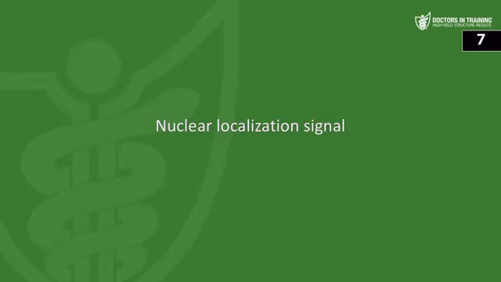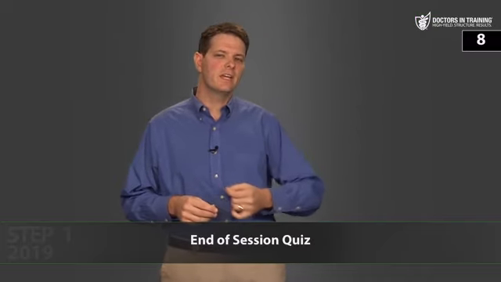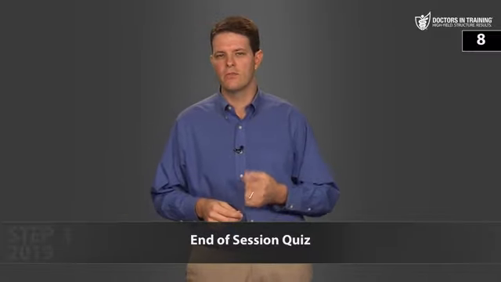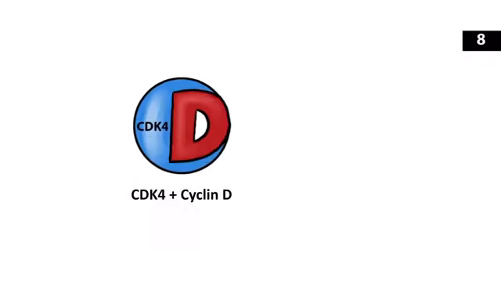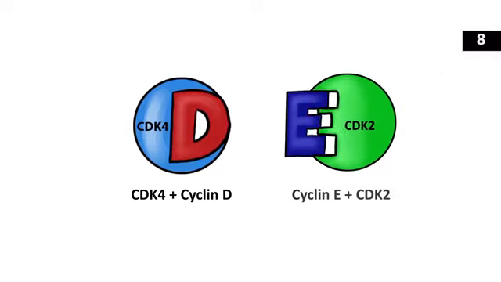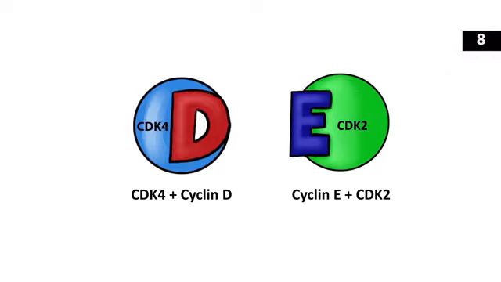All right, first question. What must be present on a protein in order for that protein to gain entry into the nucleus? It's called a nuclear localization signal. Next, which cyclin CDK complexes assist in the progression from G1 phase to S phase? That was a complex of cyclin D plus CDK4 and also the complex of cyclin E plus CDK2.